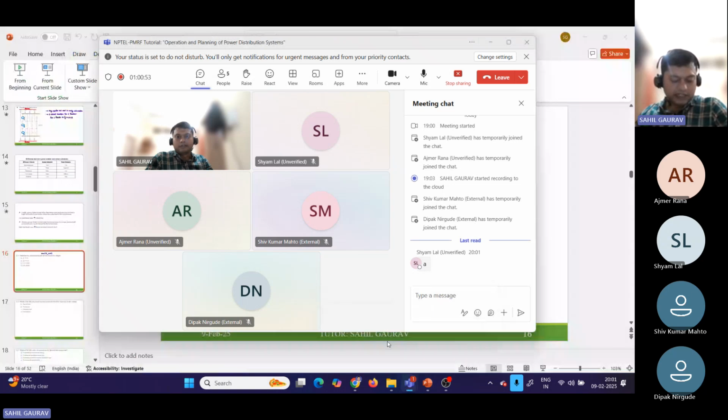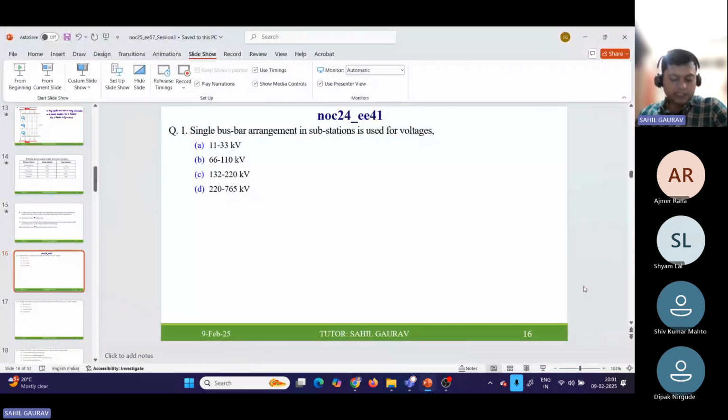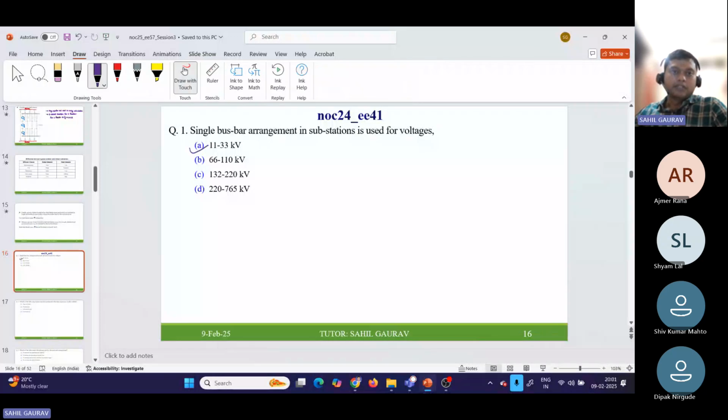We know the voltage level for our primary distribution system. If you see the range for the primary distribution system, then only one option matches, 11 to 33 kV. So the first option is correct. The other ones are for the sub-transmission system and transmission system. So option A is correct.